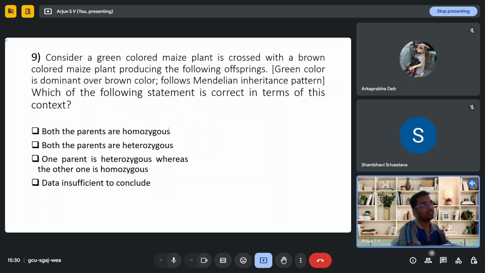So consider a green colored maize plant is crossed with a brown colored maize plant, producing the following offspring. Green color maize plant and brown color maize plant are two different outcomes of the same trait. Green color is dominant over brown color and follows Mendelian inheritance pattern. Which of the following statements is correct in terms of this context?